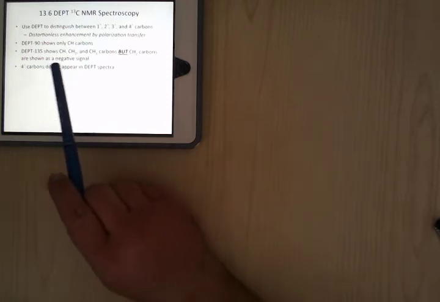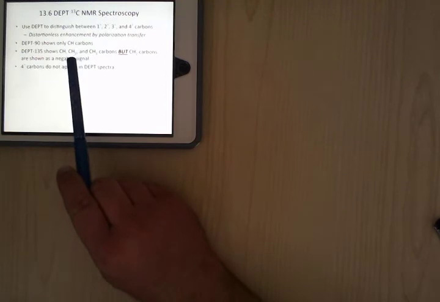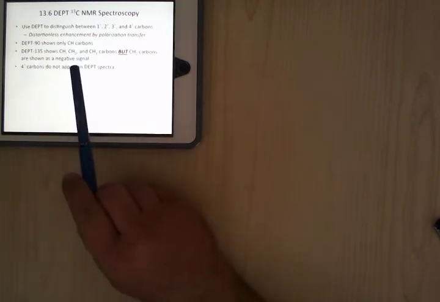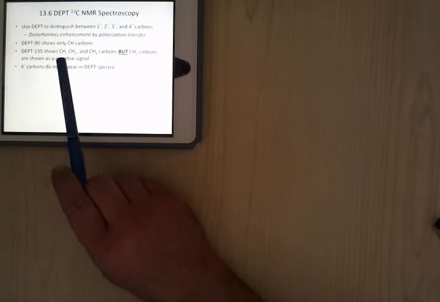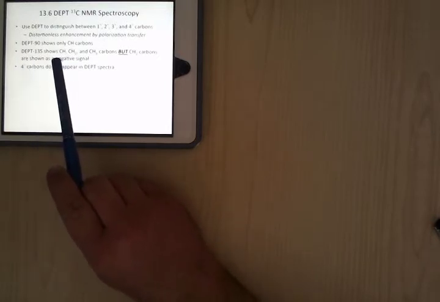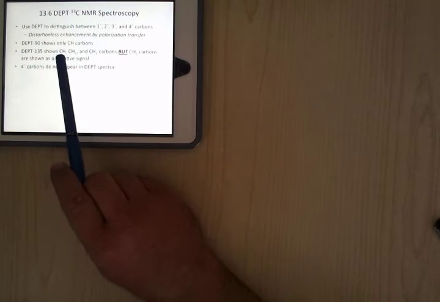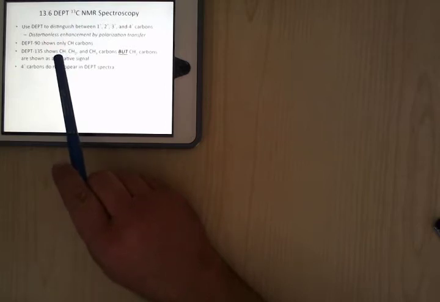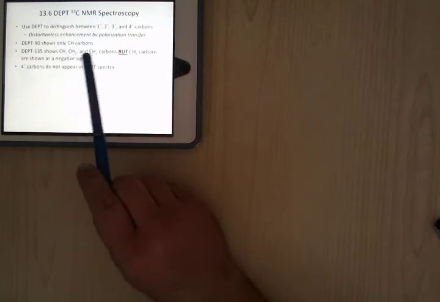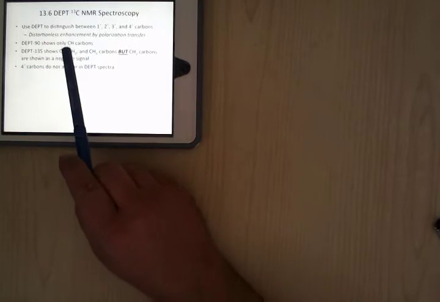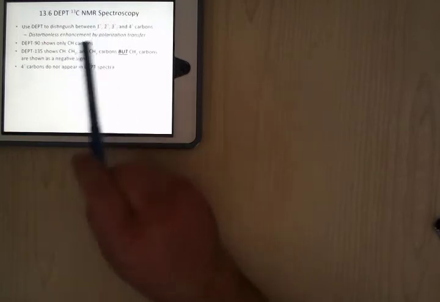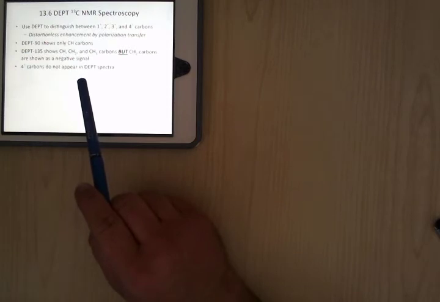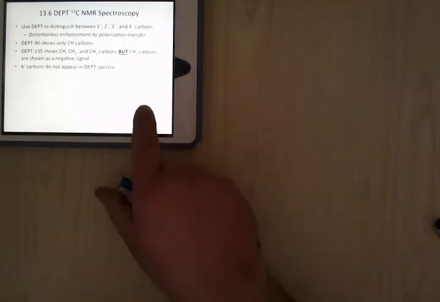So the CH2s are easy to figure out because they're the only ones that go negative. So how do we tell, if we get a positive 135, whether it's a CH or a CH3? Well, if it's a CH, it'll also appear up here in the DEPT 90. So if it's in both of these, it's a CH. If it's negative, it's a CH2. If it appears only in the 135, it's a CH3. And if it doesn't appear in the 90 or the 135, and only appears in the decoupled, then it's a quaternary. That's how this works.